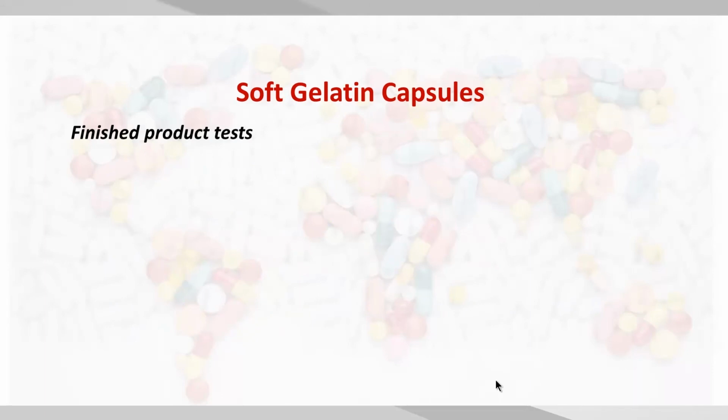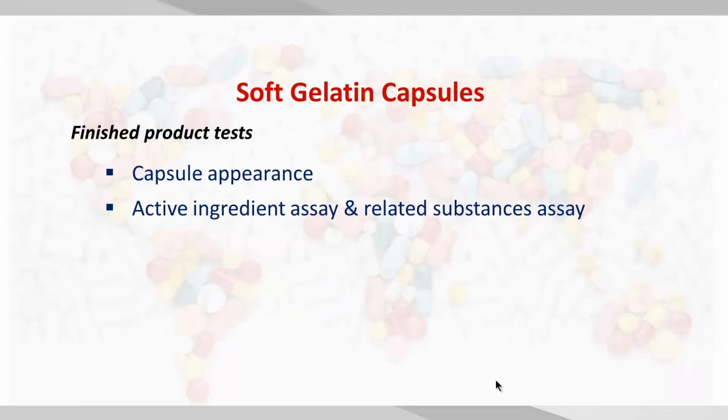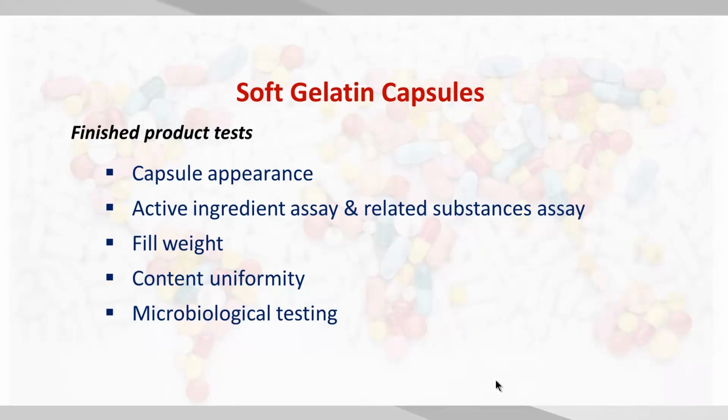The finished product tests include capsule appearance, active ingredient assay and related substances assay. Fill weight variation or content uniformity, or both, can also be considered as finished product tests. Microbial testing is also necessary in case of soft gelatin capsules as they carry gelatin as the shell forming agent, and in case of gelatin it is very much possible that it grows microbes on the surface or inside the capsule cell.